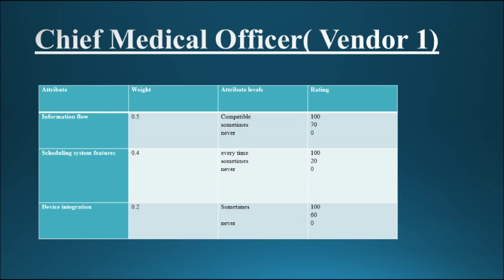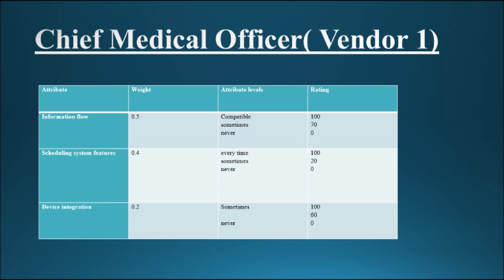There were 2 experts that were interviewed. One was the chief medical officer. This represents the chief medical officer's preferences on information flow, scheduling features, and device integration. You can see that information flow is most important to her, and next is the scheduling system and features, and the least is device integration because she would like to see it put to use more.